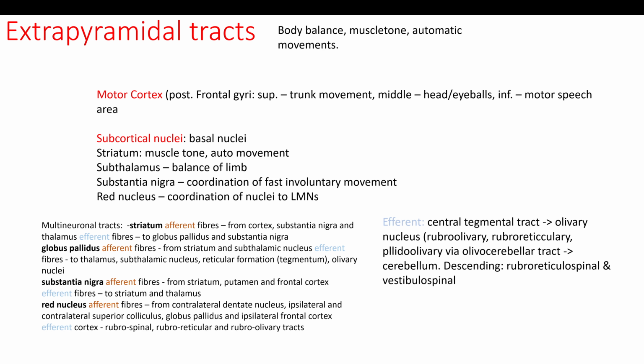There's the striatum, the center of muscle tone and automatic movement, the subthalamus of the forebrain, with its nucleus respectively responsible for balancing movements of the limb, substantia nigra for coordination of fast involuntary movements, red nucleus, coordination of centers of the extrapyramidal system, cortex, cerebellum, vestibular nuclei, muscle of the reticular formation and vestibular nuclei to the lower motor neurons.